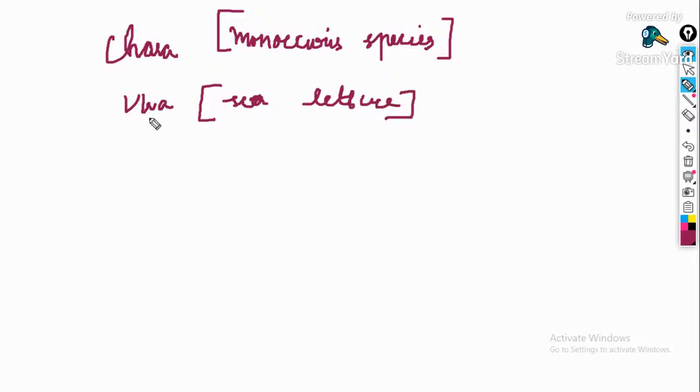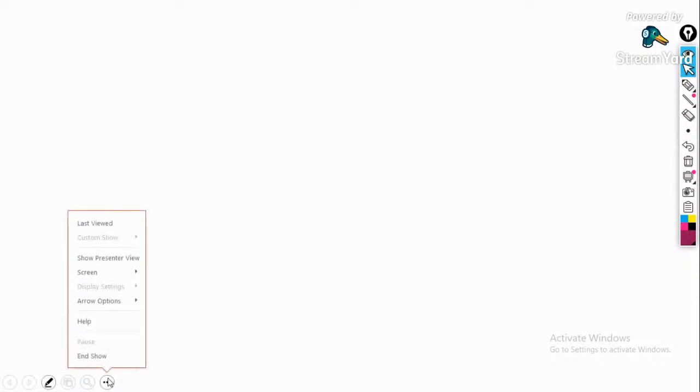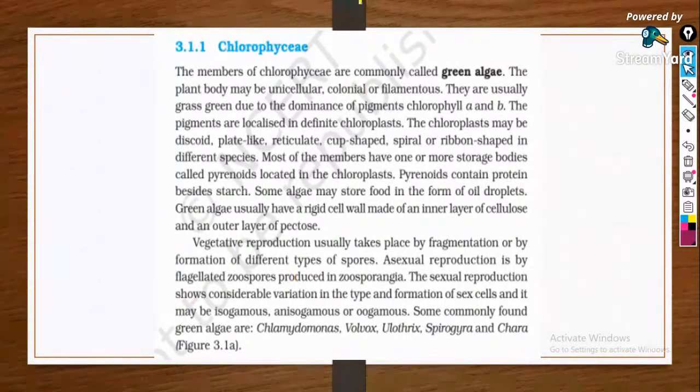Then Chlamydomonas, Spirogyra, Volvox. All these are examples of what? Examples of Chlorophyceae. So the members of Chlorophyceae are known as green algae. They may be unicellular, colonial, or filamentous. The dominant pigments are chlorophyll A and chlorophyll B. They have definite chloroplasts: discoid, plate-like, cup-shaped, spiral, or ribbon-shaped. Cup-shaped is Chlamydomonas, stellate-shaped Zygnema, spiral-shaped Spirogyra, and network-shaped Oedogonium.